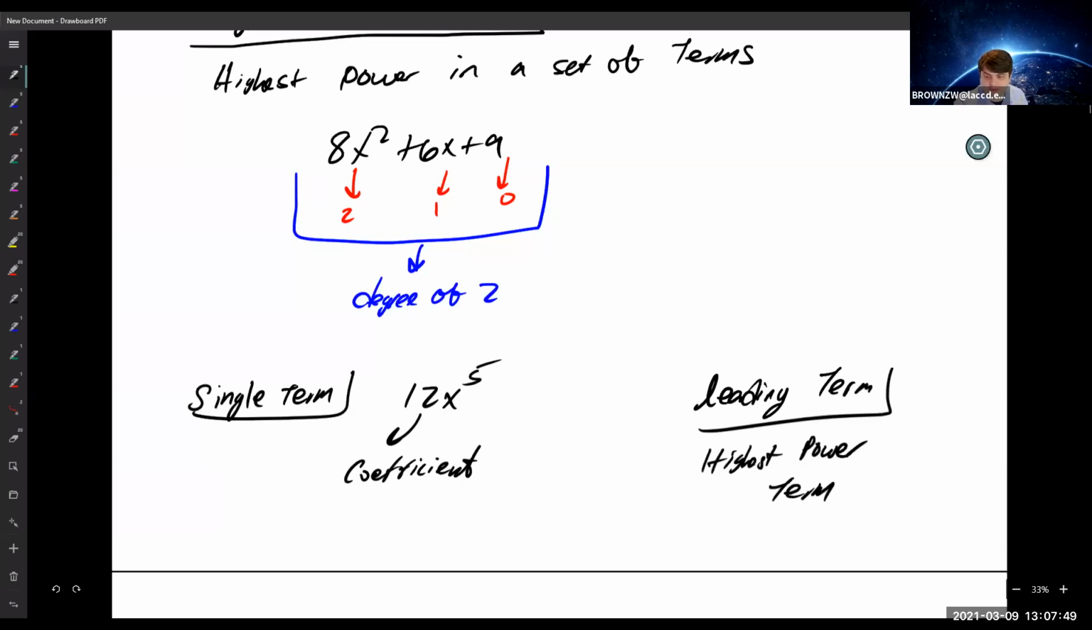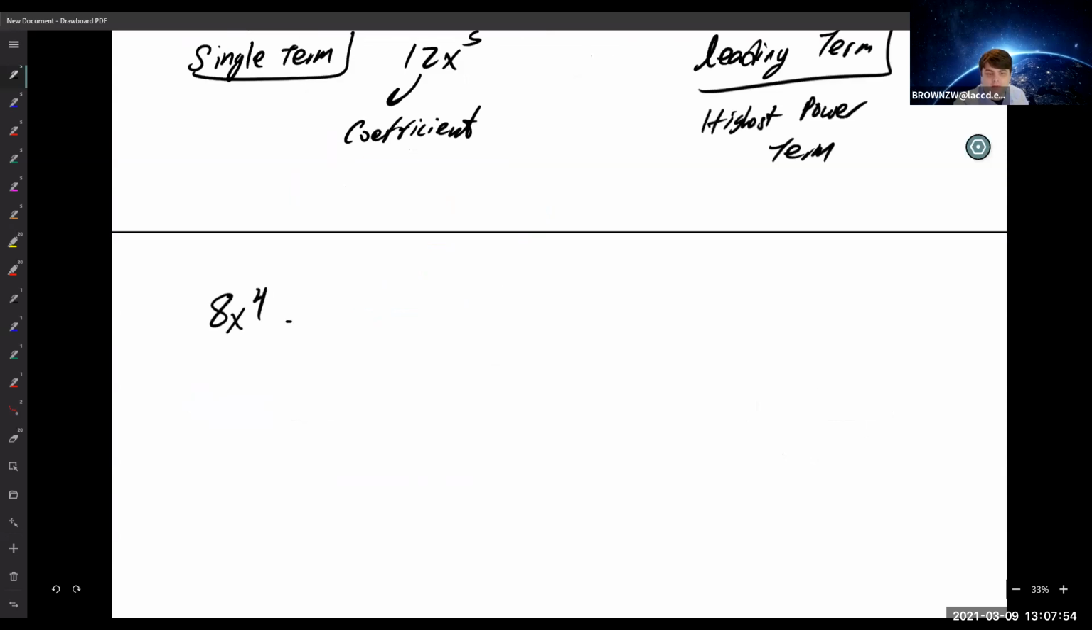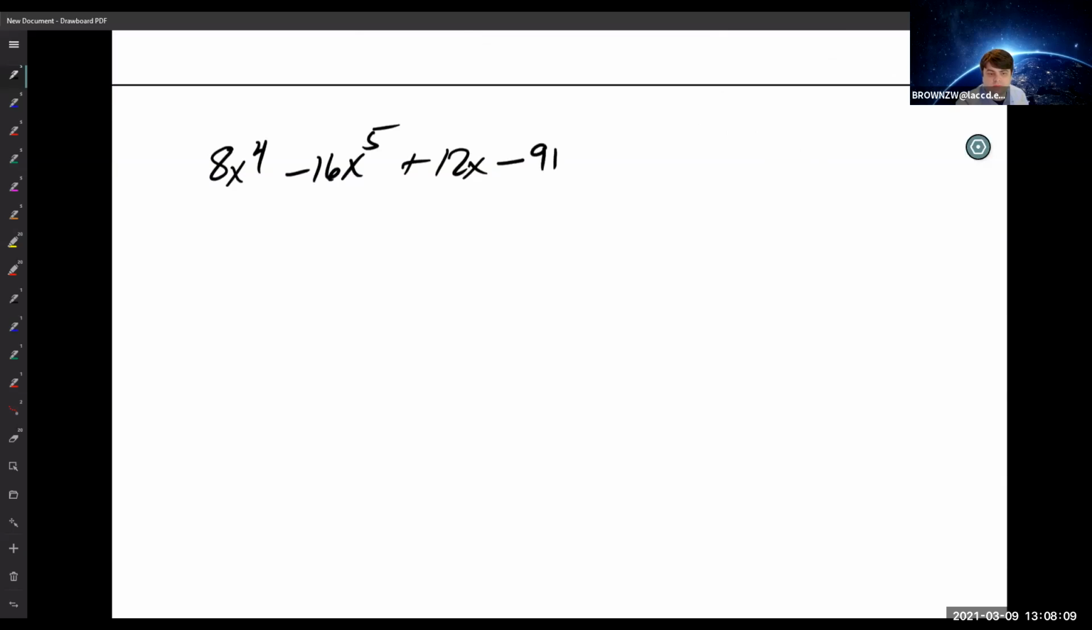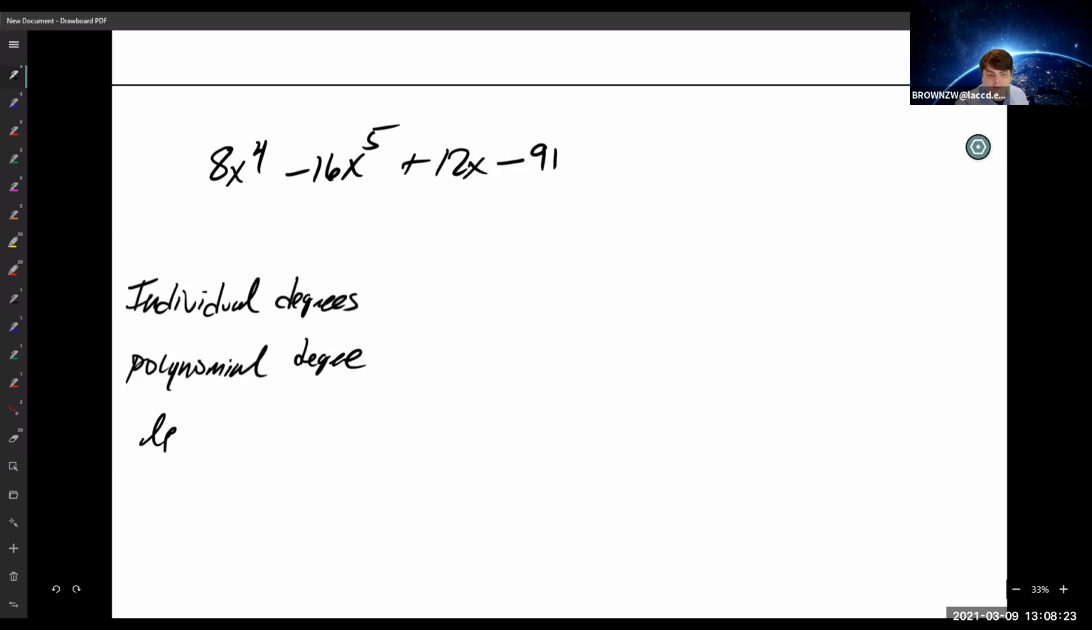Something you have in your homework is, let's say you have 8x to the 4th minus 16x to the 5th plus 12x minus 91. And it asks a couple of questions: what are the individual degrees? What is the polynomial degree? What is the leading term?